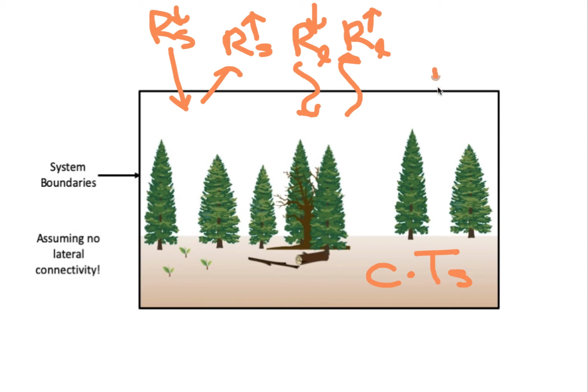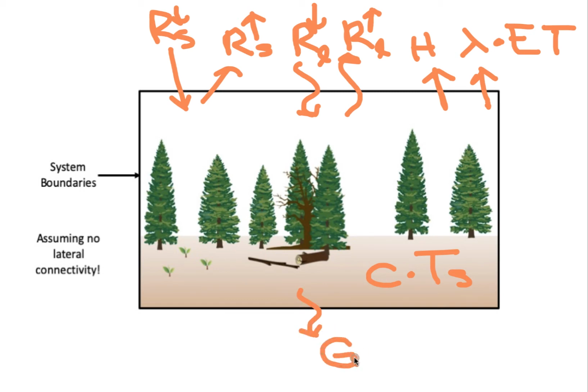And we also have a loss in the form of the sensible heat flux from the land surface to the atmosphere. And finally, the latent heat flux, which is just lambda, the latent heat of vaporization, times ET, the evapotranspiration rate in units of mass per time. And finally, we can lose energy from the land surface to the deeper ground, which we will denote here as the ground heat flux G.